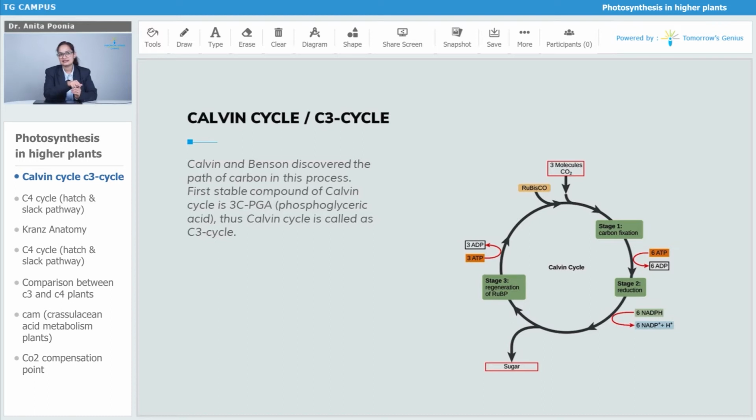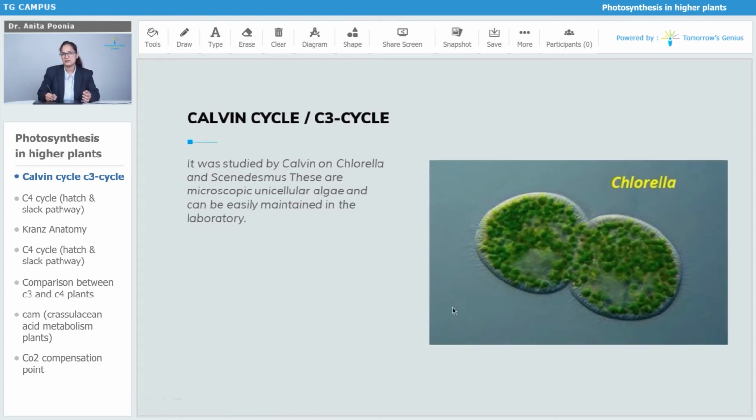Calvin and Benson discovered the path of carbon in this process. The first stable compound of the Calvin cycle is 3-PGA, the phosphoglyceric acid, which is a 3 carbon compound, and thus the Calvin cycle is also called the C3 cycle. Got the answer why it's called the C3 cycle? It was studied by Calvin on Chlorella and Scenedesmus.